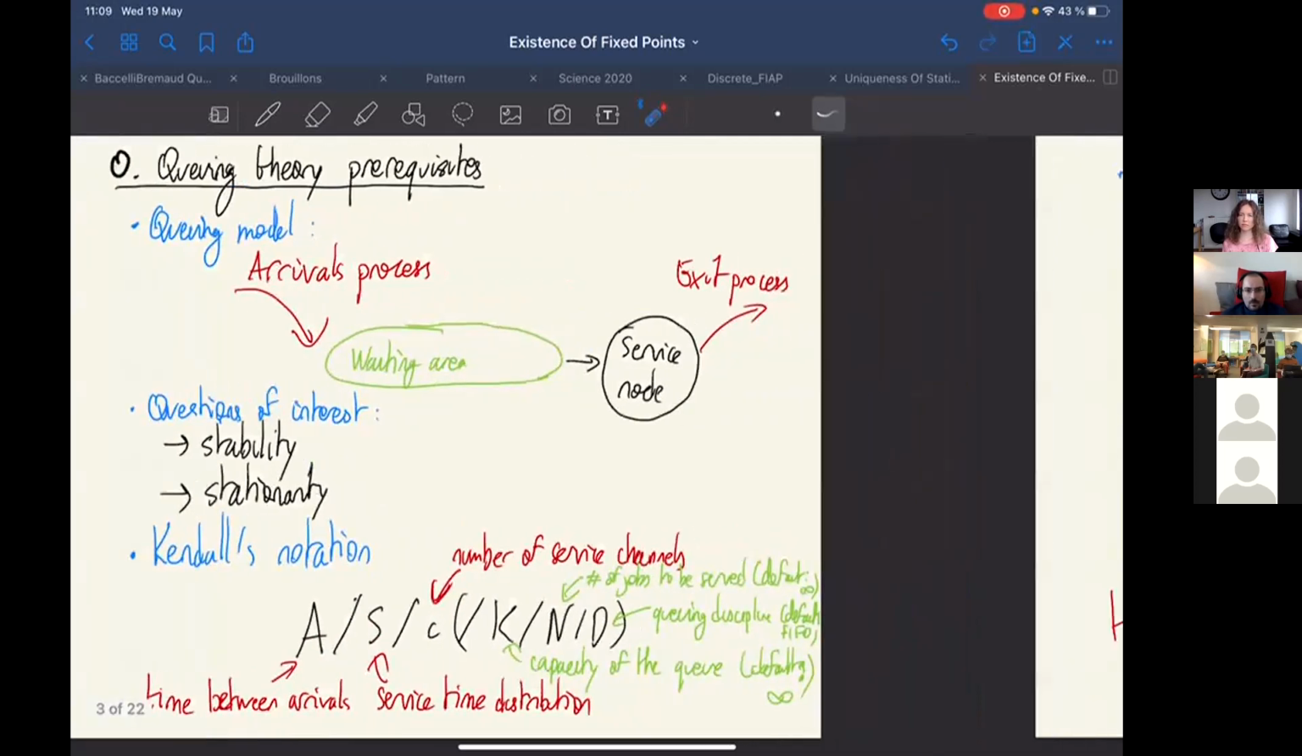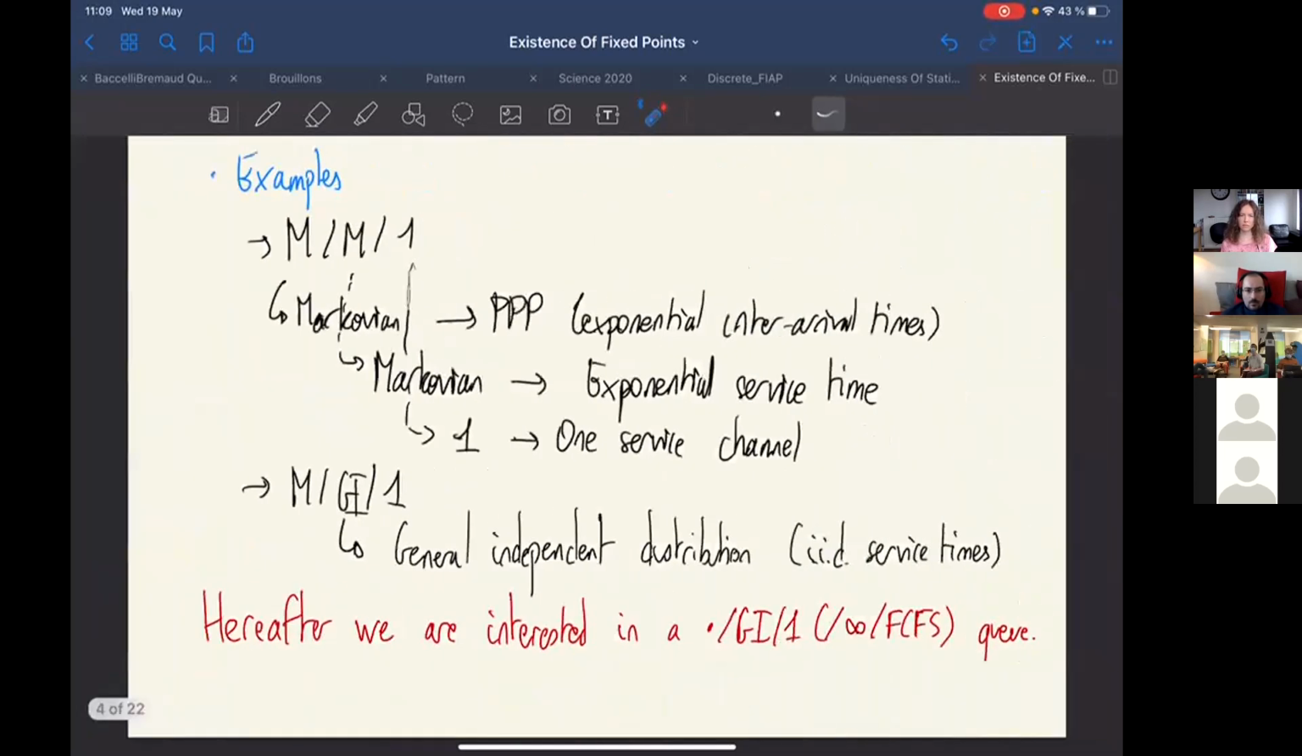Okay, so now I'll give a few examples. I'd say the most basic queue is the M/M/1 queue. In the M/M/1 queue, the M stands for Markovian and refers to a Poisson point process. It means that the inter-arrival times are distributed according to an exponential law. And so you have a Poisson point process that gives you basically the inter-arrival times of the node.